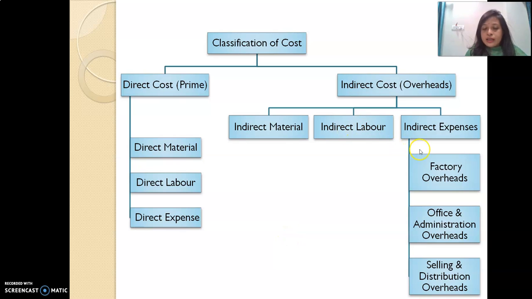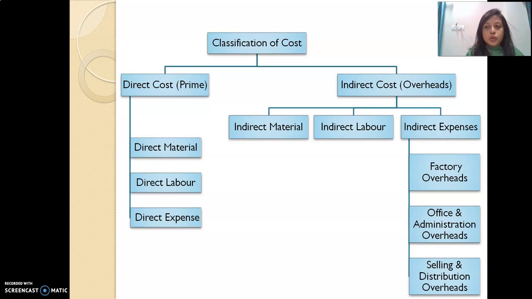Now, these direct material, direct labor and direct expenses, the examples you will be understanding. Say, for example, I have explained what you mean by direct cost and indirect cost separately. Now, you also have to know what are the direct material, direct labor and direct expenses. So these things I will also be explaining. But before that, you have to be clear with what you mean by direct and indirect. So again, I am repeating it.